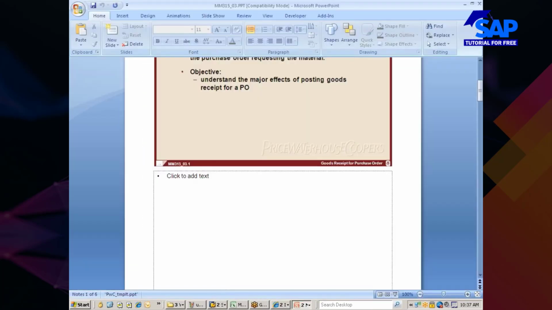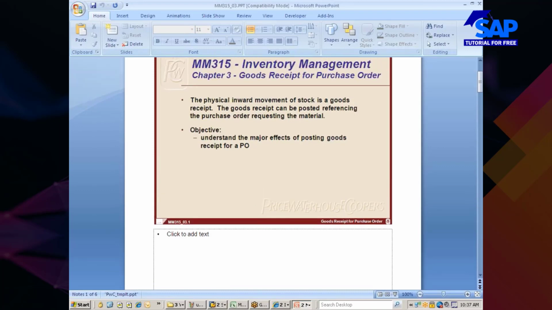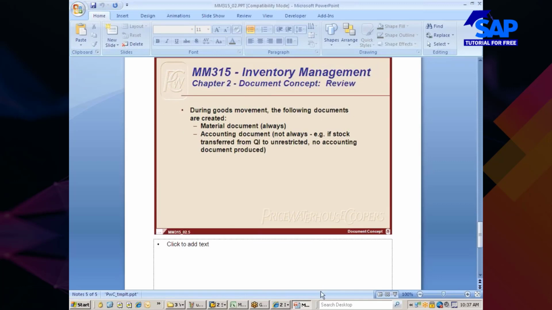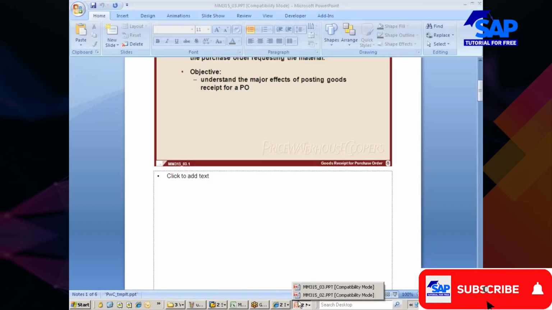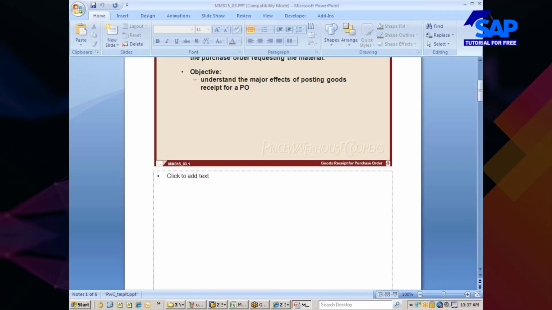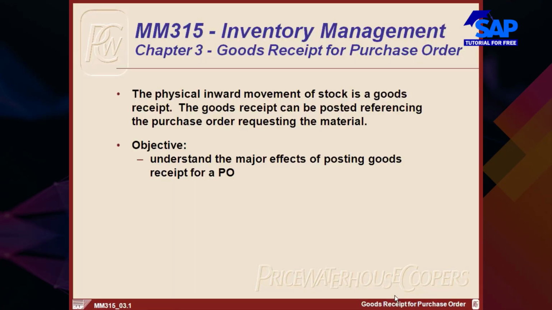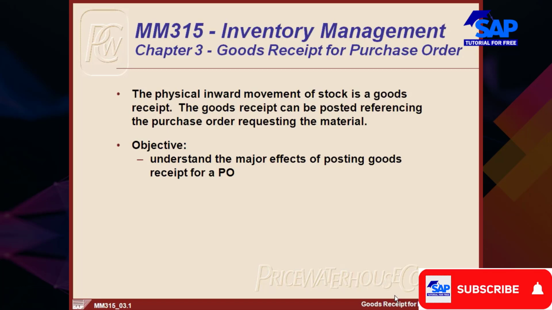Now let's go with the goods receipt. Let's discuss goods receipt with reference to purchase order. What is goods receipt? Like I said, the inward movement of the material, or the physical inward movement of the material, is called goods receipt.